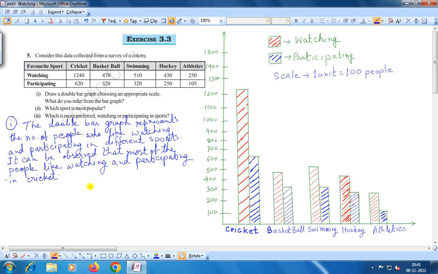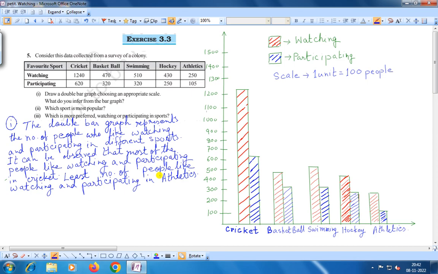And it also says that the least number of people like watching and participating in athletics.